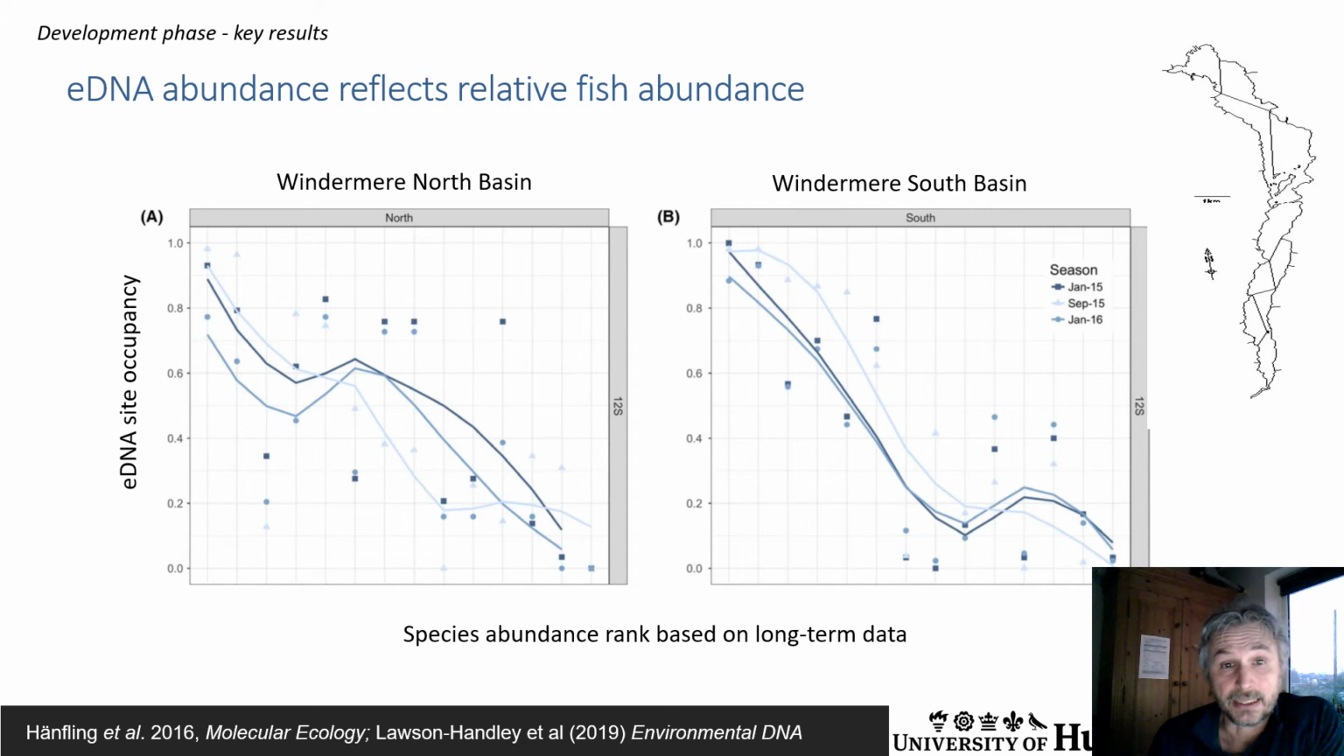We were able to assign each species an abundance ranking from 1 for the most abundant species to 16 for the least abundant species. In both cases, the correlations were highly significant and strong, and consistent across 3 different sampling campaigns over 2 years. We found similar relationships in all other lakes we looked at, and site occupancy seems to be generally a very good measure of relative abundance for lakes, at least of the size range we've included in this study.